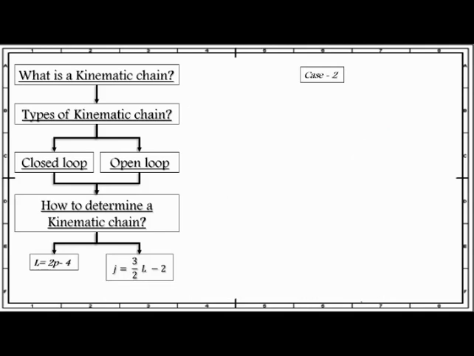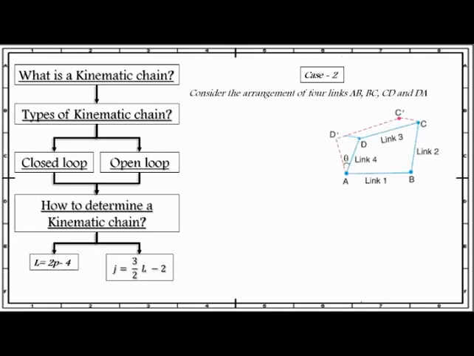Case 2. Consider the arrangement of 4 links AB, BC, CD and DA as shown in this figure. The number of links that are present in this arrangement are 4. How many pairs are there? AB to BC 1, BC to CD 2, CD to DA 3 and DA to AB 4.